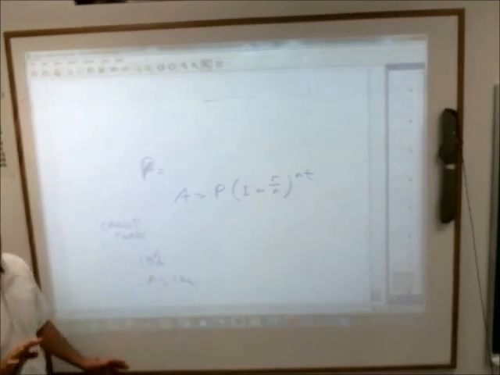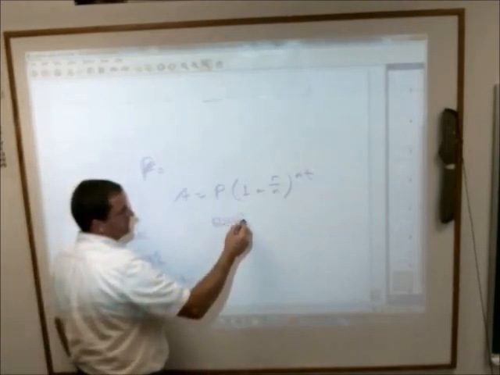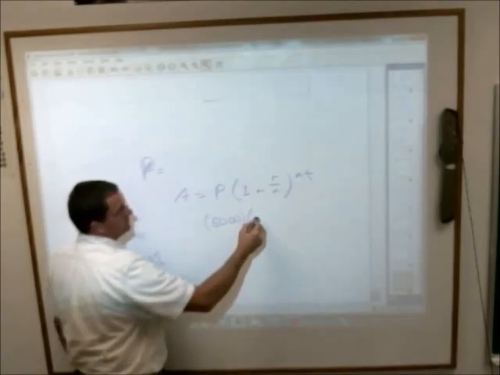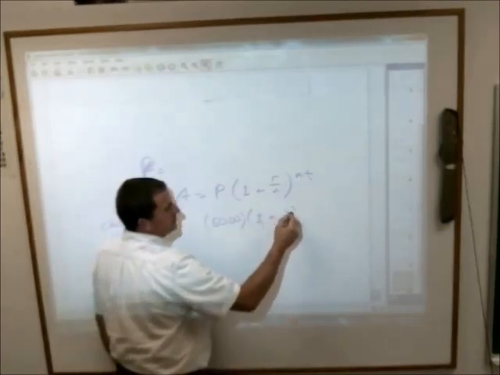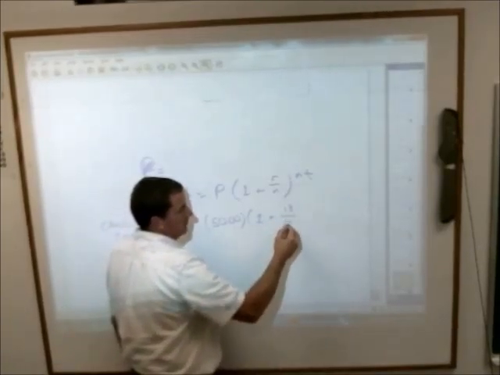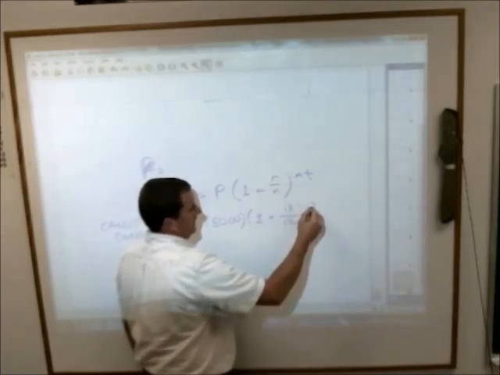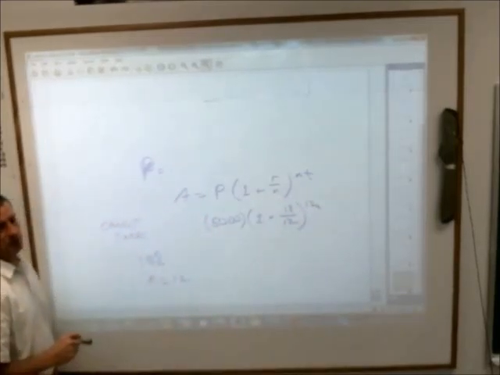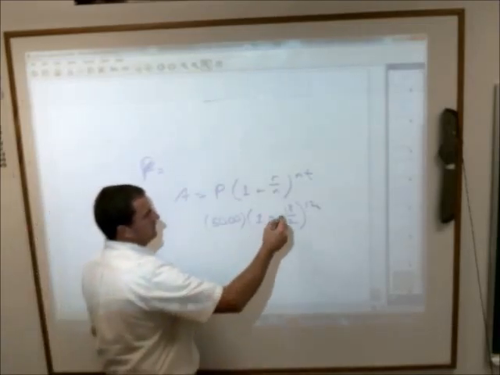So let's just say you had a $5,000 credit card bill. That's your principal. And your rate is 18%, compounded every month, which is the number of times per year. And after how many years do you want to figure out how much you owe? Let's say just after 5 years.